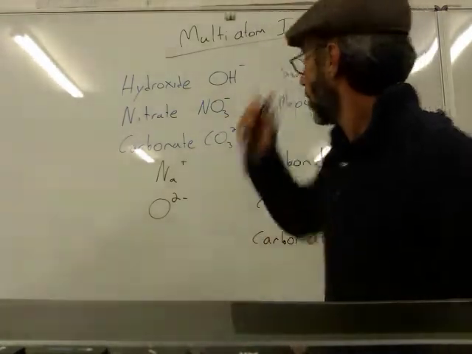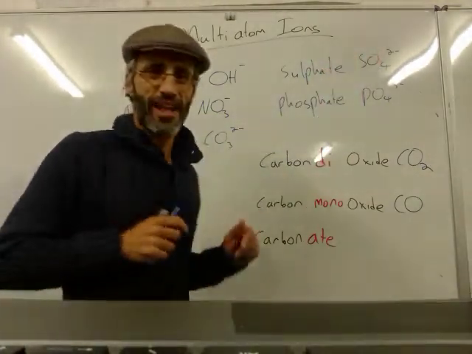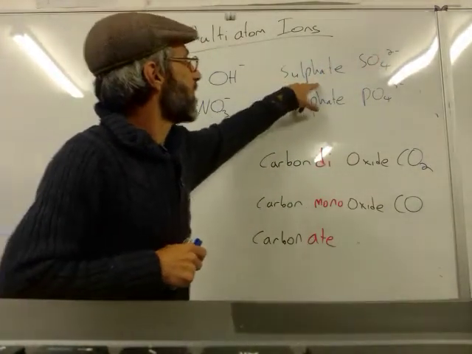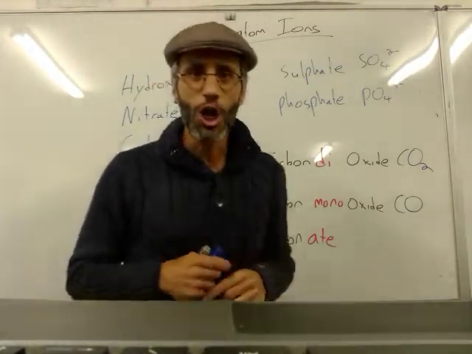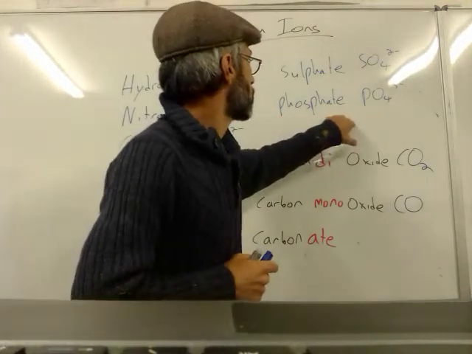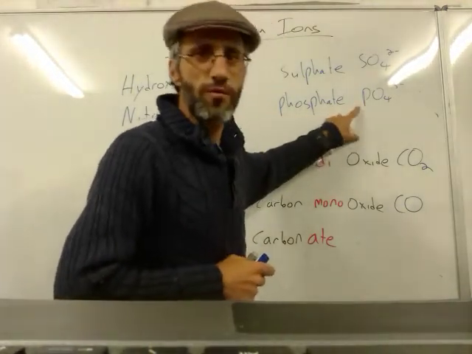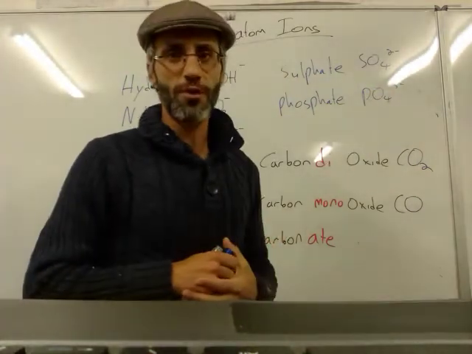Moving on to my left hand side. Sulfate, sulfur and 4 oxygens, and the charge is 2-. And the last one we're going to work with is phosphate. So phosphorus, P, and 4 oxygens, and the charge is 3-.